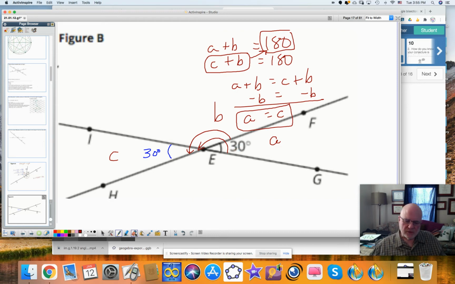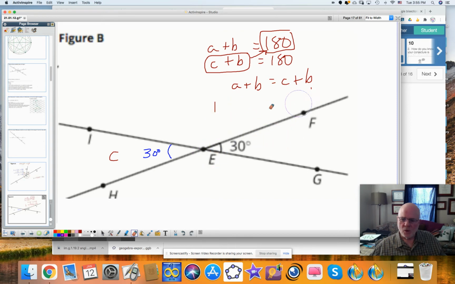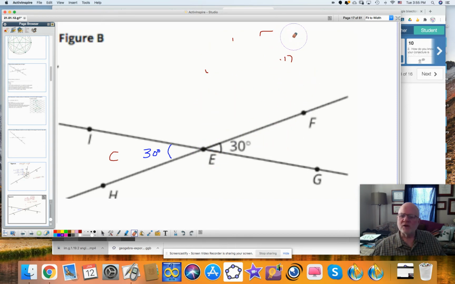Some of you may have done something different still. So instead of doing this, you may have said, well, I've got the one angle is 30. So I know that these two angles make 180. So this has to be 150. 150 plus 30 is equal to 180. Further, I know that these two angles have to equal 180. Since this is 150, this has to be 30. So that's another way of doing it.